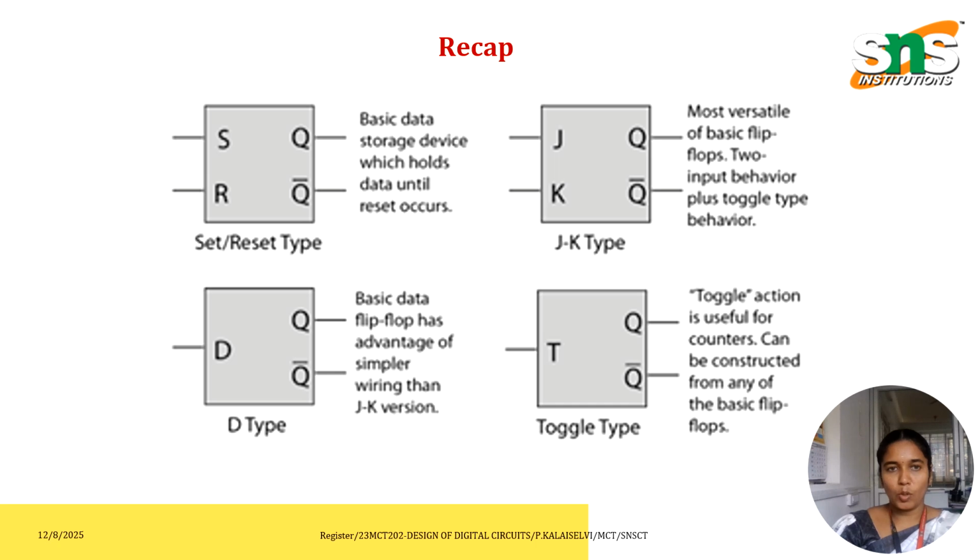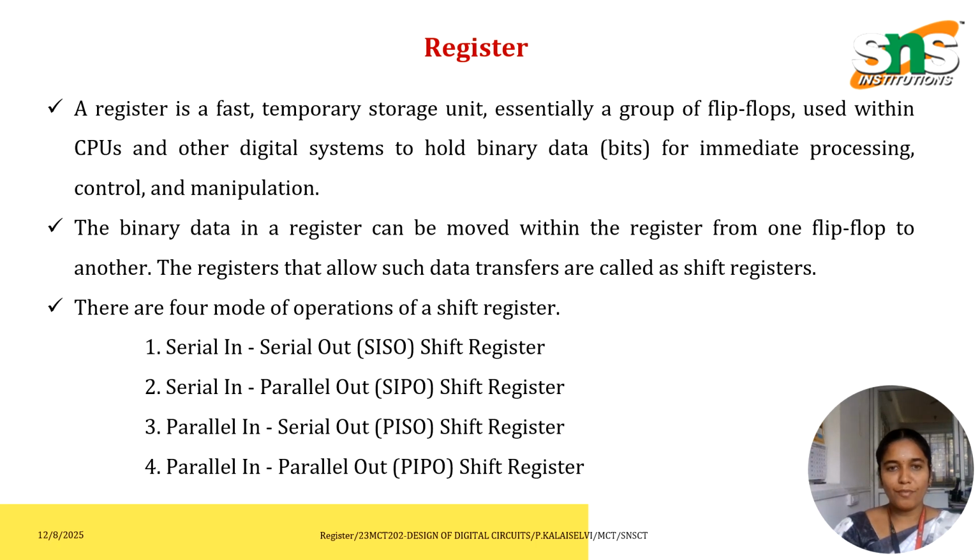This is the recap of the previous session. These are the four flip-flops: SR flip-flop, JK flip-flop, D flip-flop, and T flip-flop. A flip-flop is a 1-bit memory cell which can be used for storing digital data. To increase the storage capacity in terms of number of bits, we have to use a group of flip-flops. Such a group of flip-flops is known as a register. An n-bit register consists of n flip-flops and is capable of storing an n-bit word.